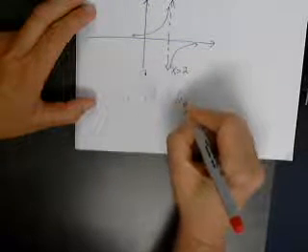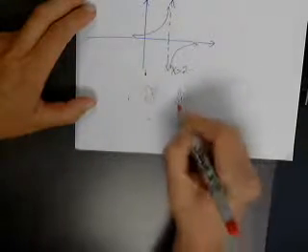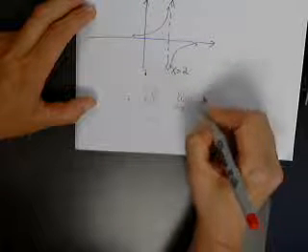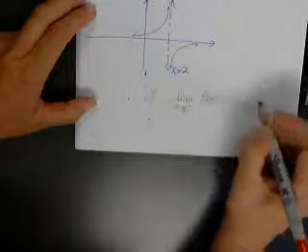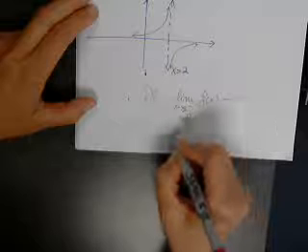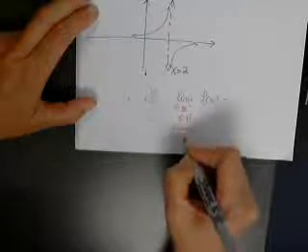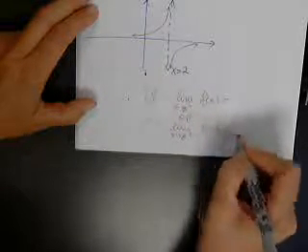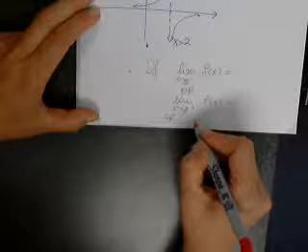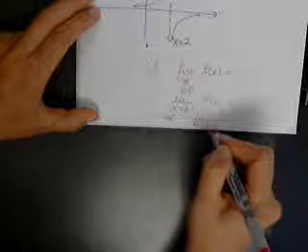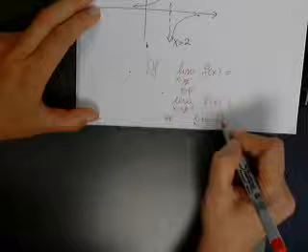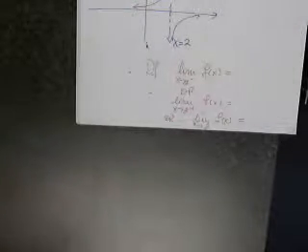If, like in this situation, the limit as x approaches 2 from the left of f of x, or the limit as x approaches 2 from the right of f of x, or the limit as x approaches 2 from either side of f of x, is what? We conclude that x equals 2 is a vertical asymptote.